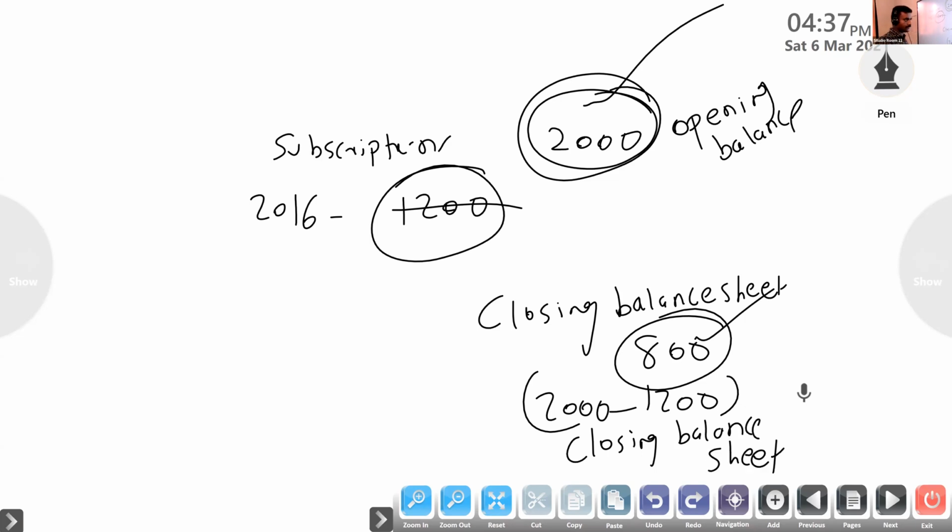This is the 8-mark question. This is the pattern, nothing else. Then subscription received in advance, if it is given inside the receipt and payment account, it will come only in the closing balance sheet. There we have no adjustment. If adjustment is given, then only received in advance we have to adjust. Clear?